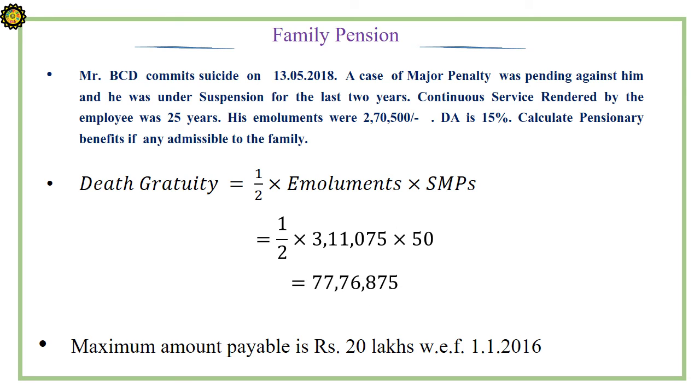Now we will calculate the death gratuity. The formula for death gratuity is half into emoluments into 6 monthly period. We know that the service rendered by the government servant is 25 years. So 6 monthly period comes out to be 50. So the death gratuity is 77,76,875. But we know that the maximum permissible limit for death gratuity is rupees 20 lakh.